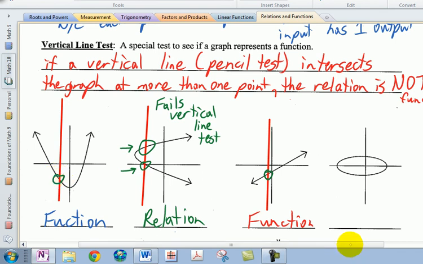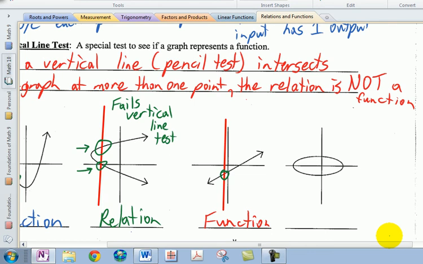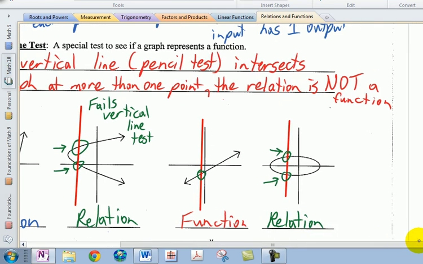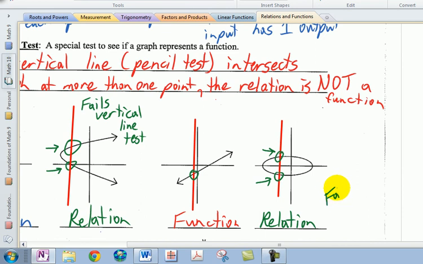Next one, what do you think? Function or relation? Have a look. Well, it does touch it more than once. Okay, so it touches it at this spot here and that spot there. So again, it's just a relation because it fails the vertical line test.